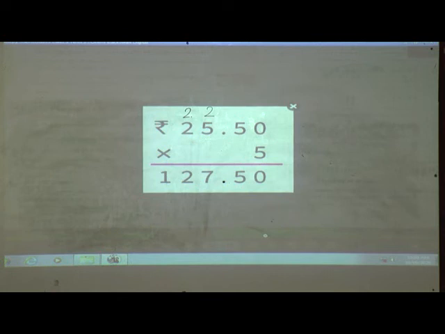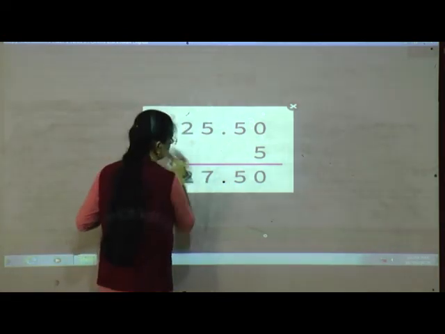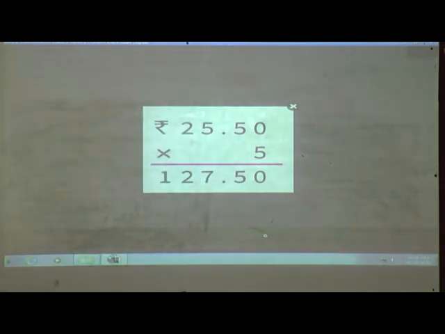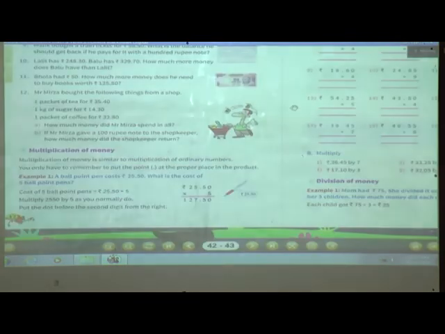So let us start exercise 3.6. Open your textbook along with me. You have to solve the sums in your textbook. Look at the board here.